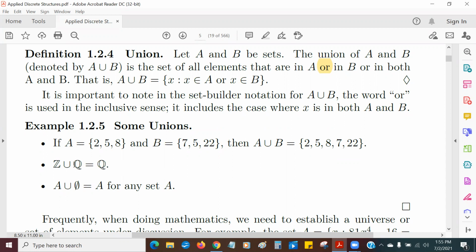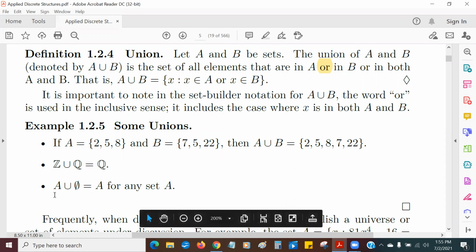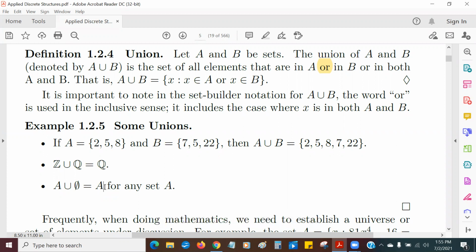Now the union of Z and Q is the entire Q. So again, this is just a specific example that if you take a union of a set and a subset, you're going to get the entire bigger set. When you take the intersection, you're going to get the entire smaller set. And the union of A with the empty set is just the set A. What will be the intersection of A with the empty set? The answer is the empty set.